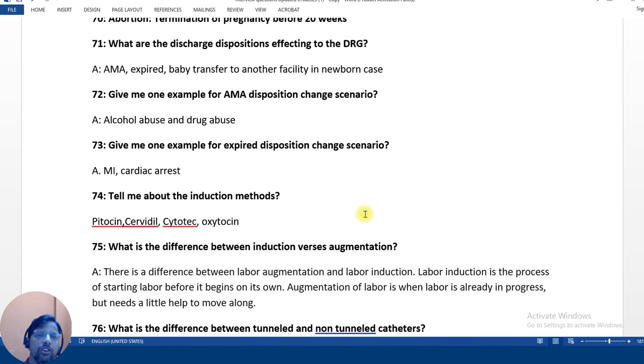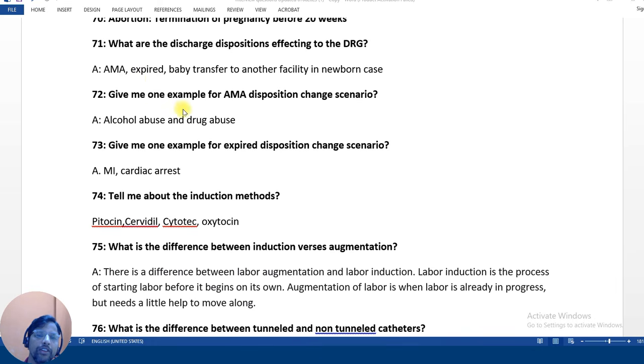So what discharge dispositions affect DRG assignment? AMA, expired, and baby transferred to another facility in a newborn case. These are the dispositions which will affect DRG assignment. So what is AMA here? AMA disposition. AMA means basically against medical advice.